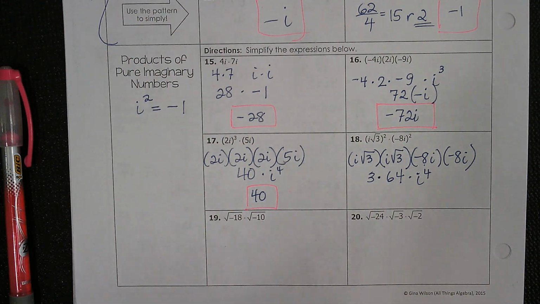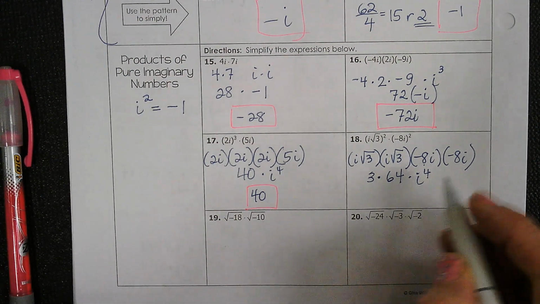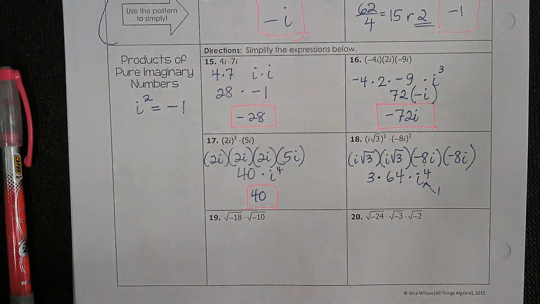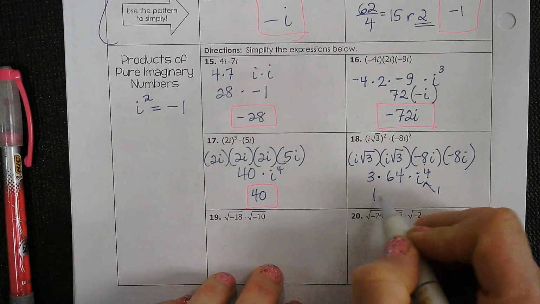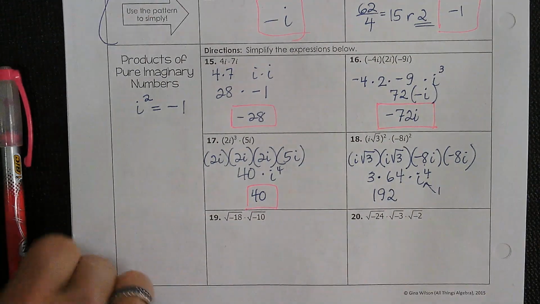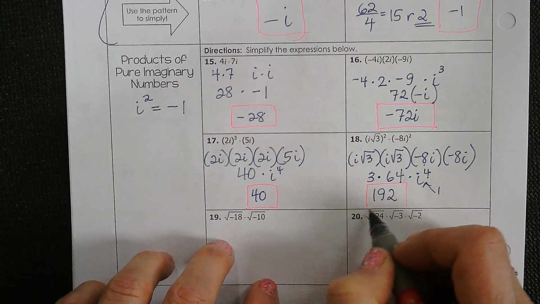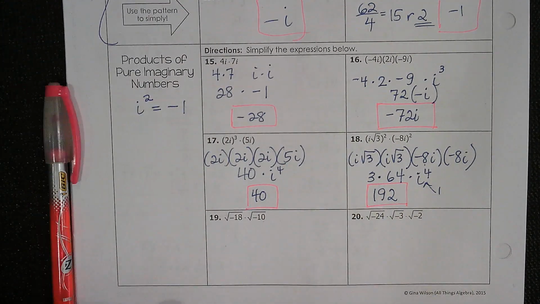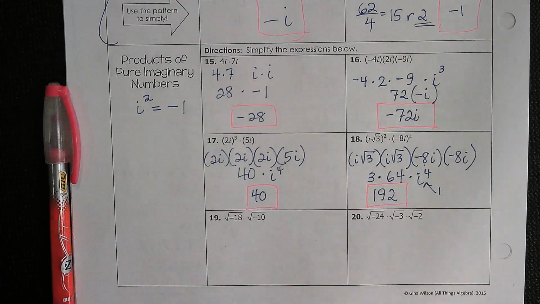So this is pretty easy. i to the 4th we know is 1, and 3 times 64 is 192. That's it. Again, not too bad, right?